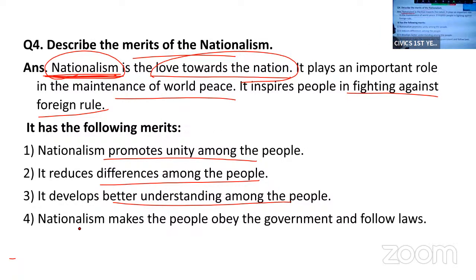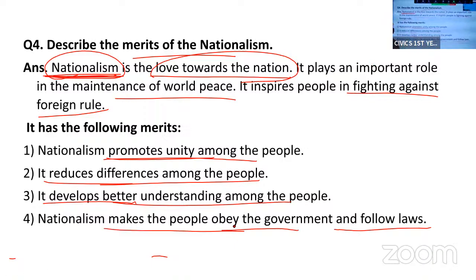And this makes the people obey the government and follow the laws. So what are the merits of nationalism? It will promote unity among the people. It reduces the differences among the people. It develops better understanding, and it makes people obey the government and follow the laws. So these are a few merits of nationalism.